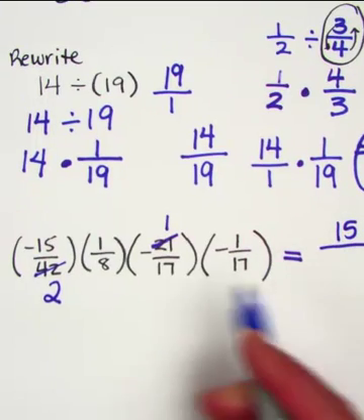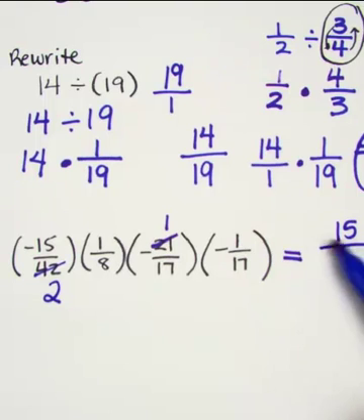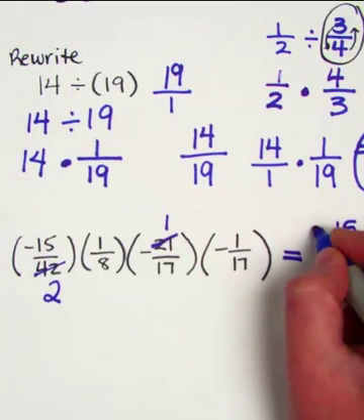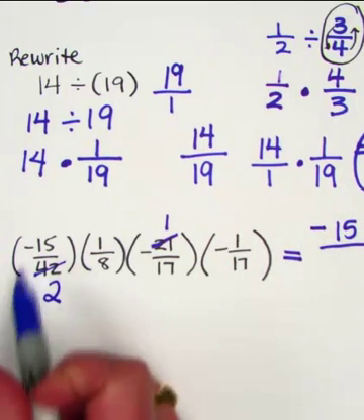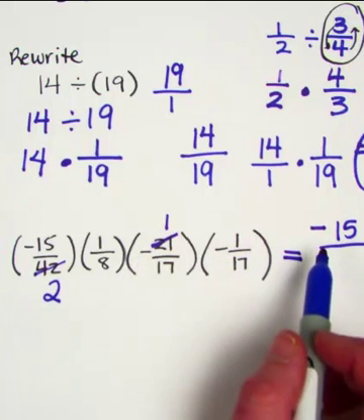We're going to talk about this later in class, but depending on the number of negative signs will tell you whether this is going to be positive or negative. If you have an odd number, it's going to be negative. If you have an even number, it's going to be positive. So I see I have 1, 2, 3. That's an odd number, so it's going to be negative.